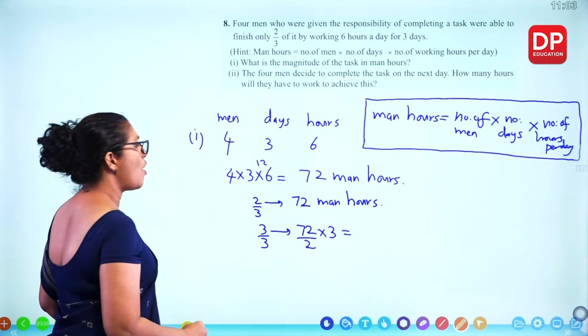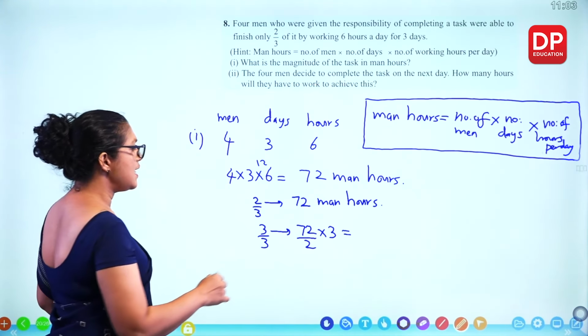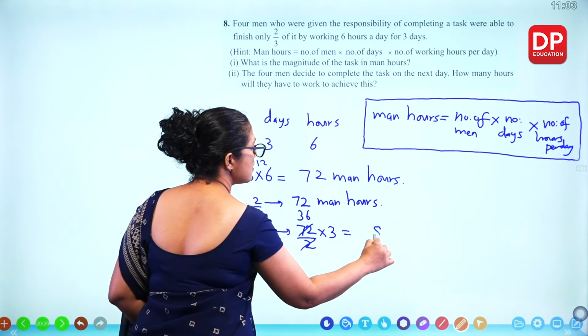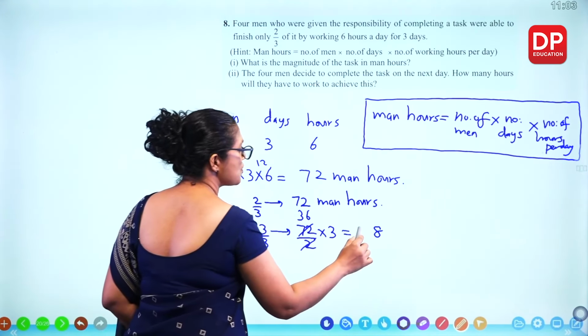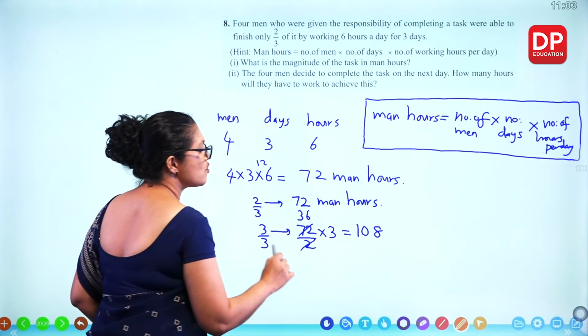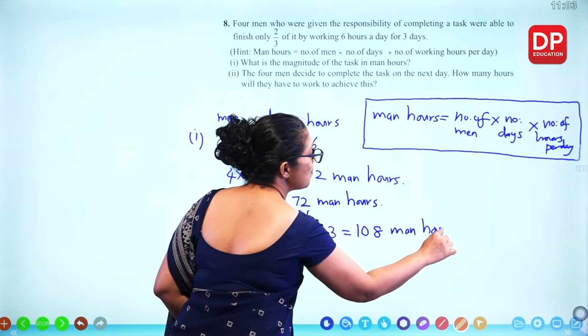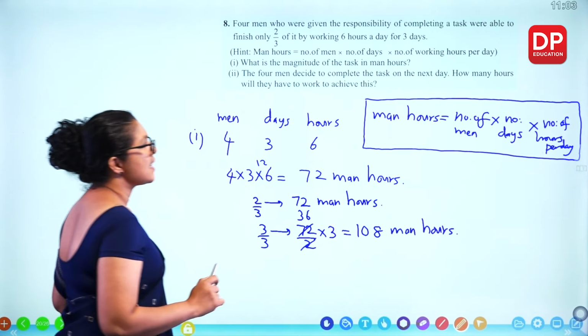So how many man hours altogether do we need? 2 times 36 times 3. 3 times 3 is 9, plus 1, 10. So 108 man hours needed to complete the full task.